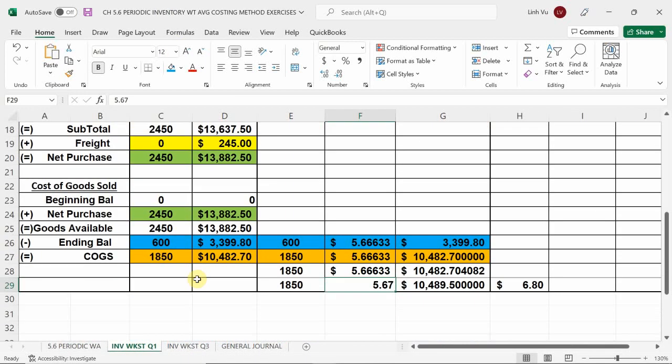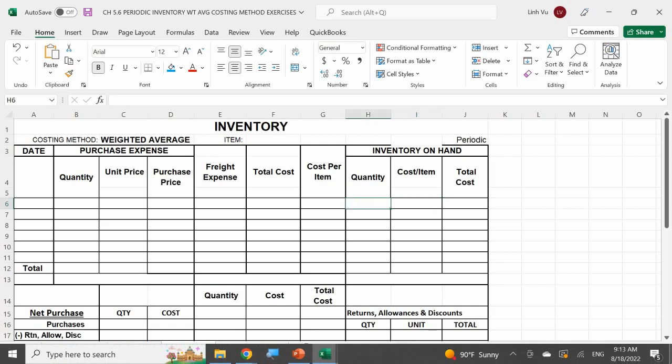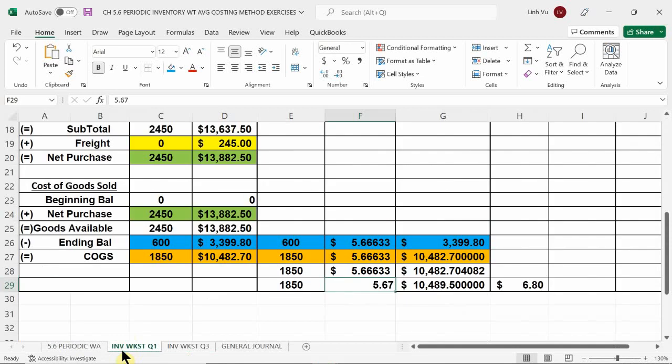Now in this case, it tells me that my average cost is 5.6633. That's exactly what I'm going to do. I'm going to carry this exact amount over into my inventory on hand section in my new page. So 3,399.80 is what I am looking at. So here, quantity was 600 units at 3,399.80.